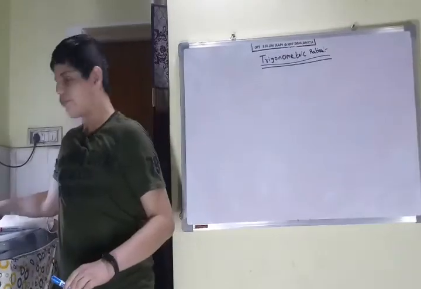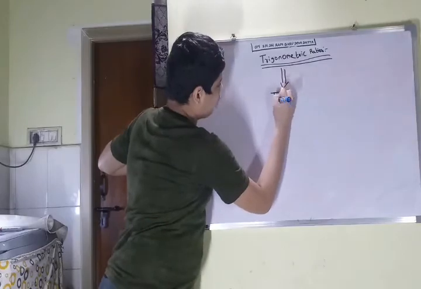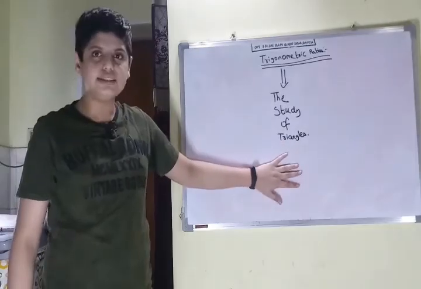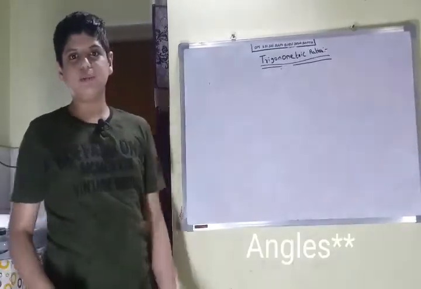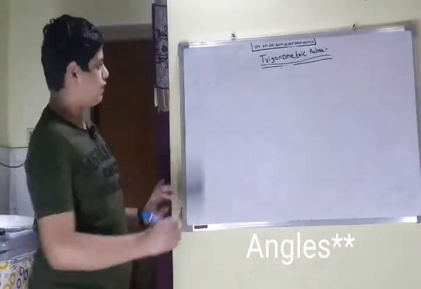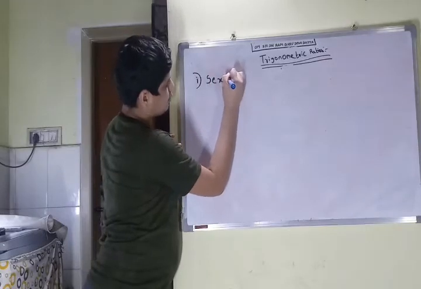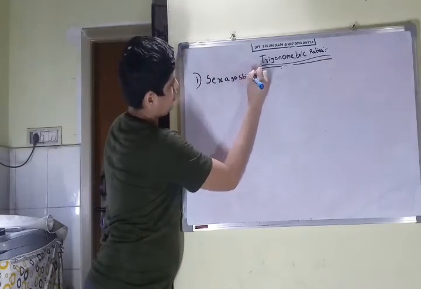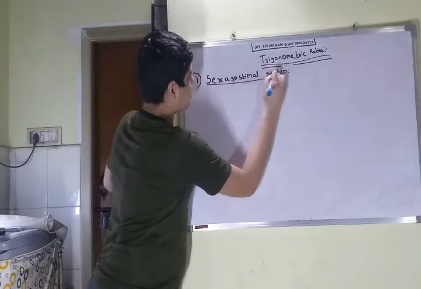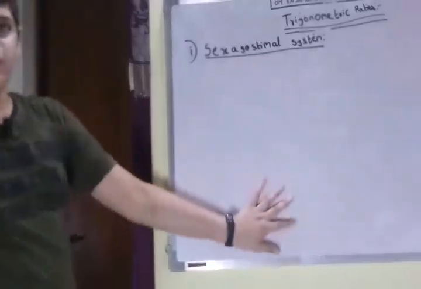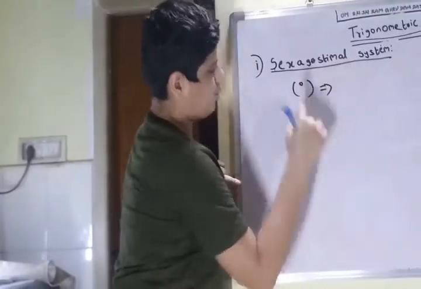I think you are familiar with the word trigonometry. Trigonometry means the study of triangles. We are going to study triangles in trigonometry basically. Now we will discuss the measurement of angles. The first one is the sexagesimal system, also known as the British system. Here we measure angles with the use of degrees.